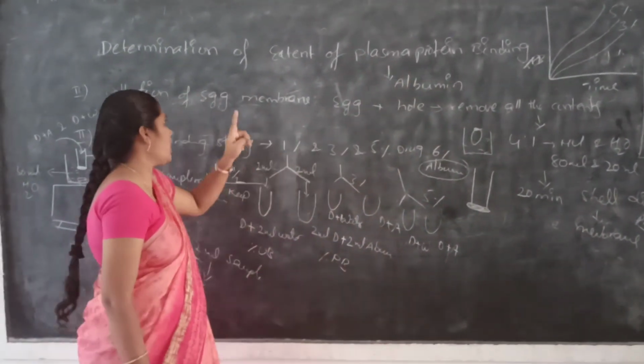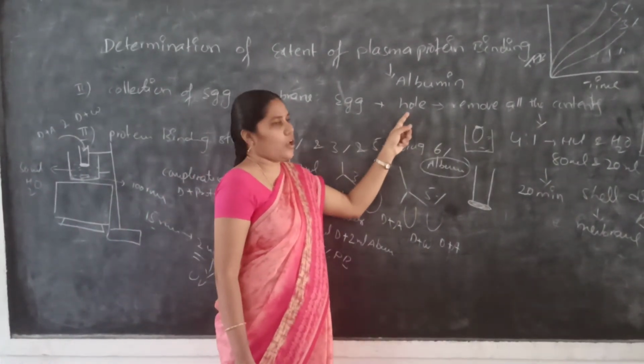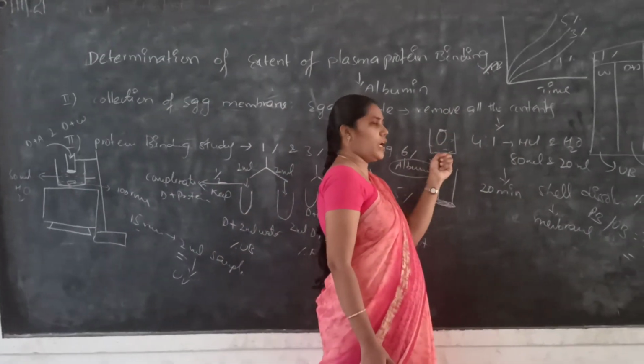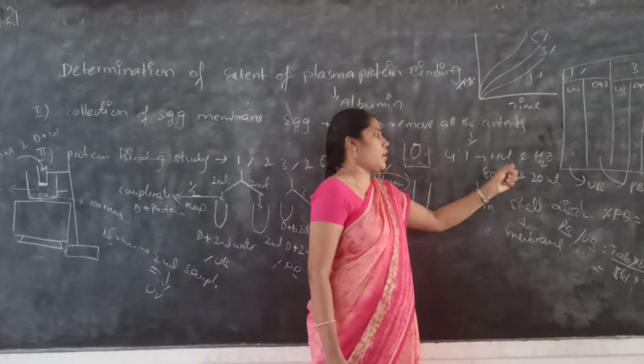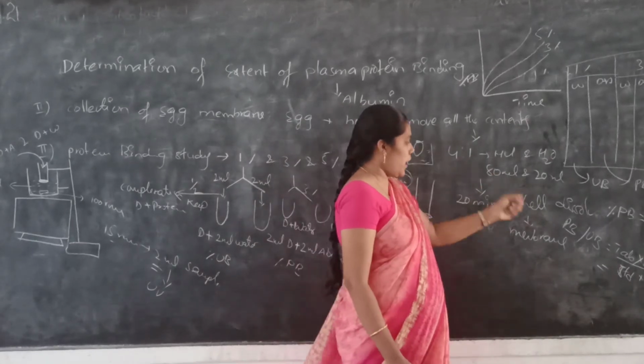It consists of two steps. First is the collection of the egg membrane. For the collection, we make a small hole and remove all the contents. Now this egg is placed in a beaker containing 80 ml of HCl and 20 ml of water. After 20 minutes, the shell dissolves and we get the egg membrane.